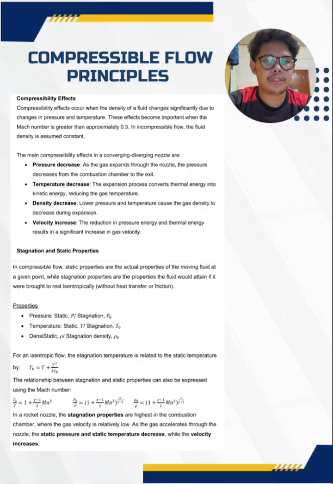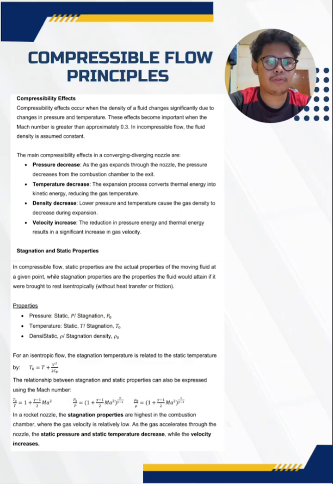The last part is the stagnation and static properties. Static properties are the actual properties of the moving fluid at a given point, while stagnation properties are the properties the fluid would attain if it were brought to rest isentropically without heat transfer or friction. There are 6 properties, that is the static pressure and stagnation pressure, static temperature and stagnation temperature, and also the static density and stagnation density.